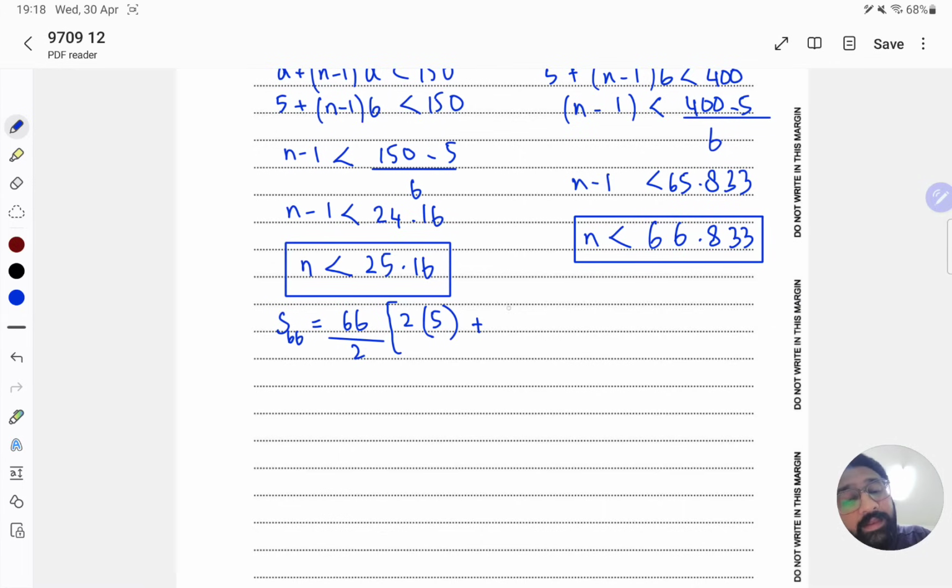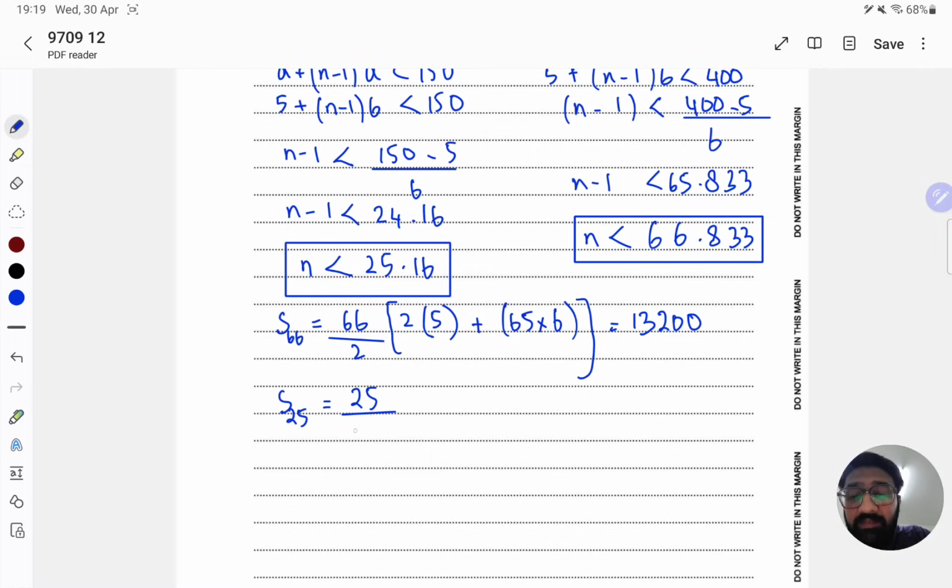So n minus 1 is 66 minus 1, which is 65. The value of d is 6. So 33 bracket 10 plus 65 times 6. The sum of the first 66 terms is 13200. Similarly, we will find the sum of the first 25 terms.